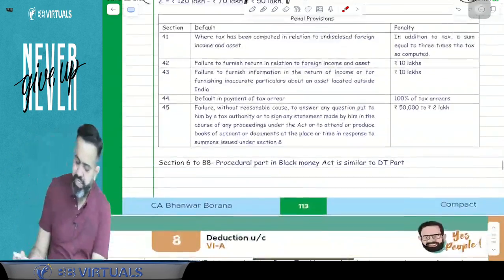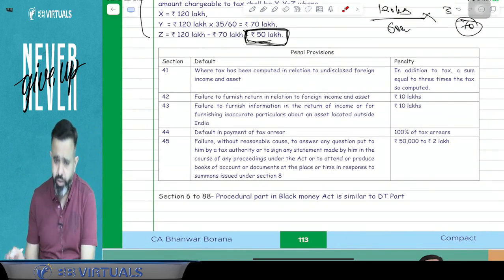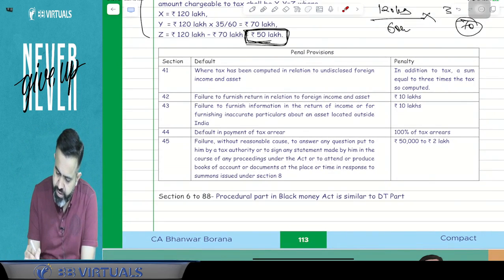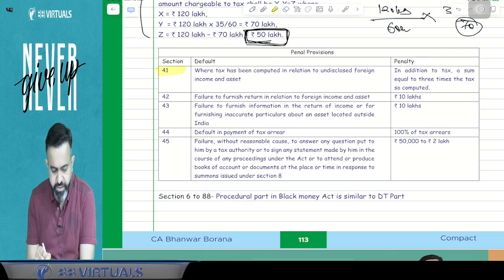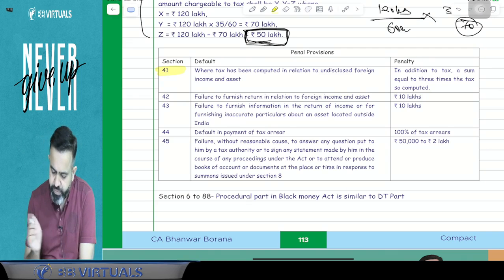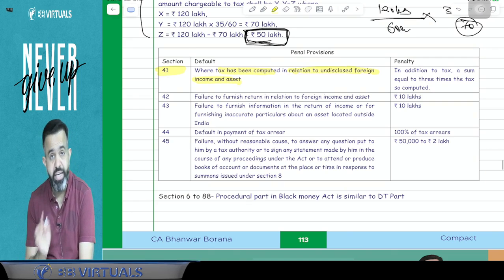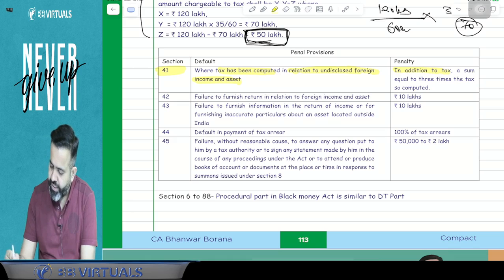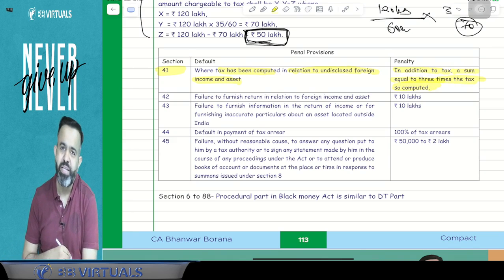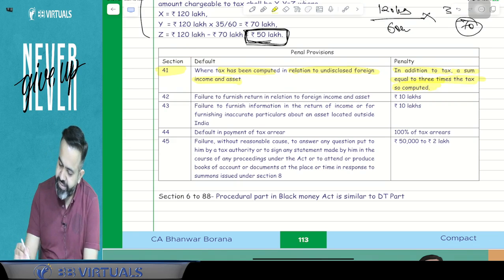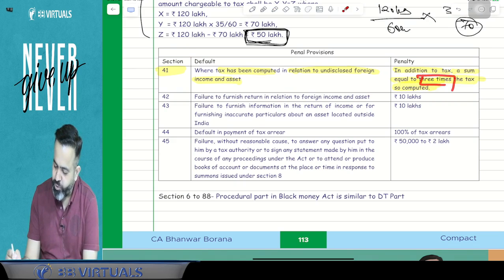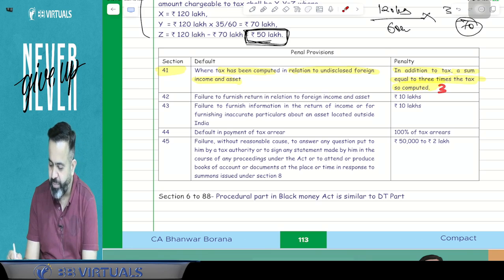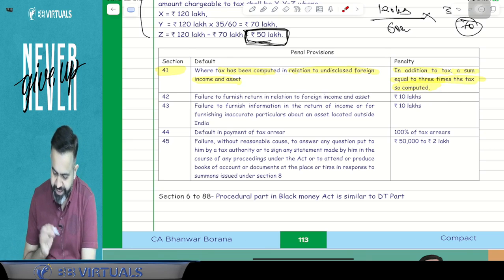Yes. Now guys, some penalties are given. Now, what are these penalties? First is section 41. This section 41 says that where tax has been computed in relation to undisclosed foreign income and asset, then in addition to the tax, a sum equal to 3 times the tax so computed, you have to pay as penalty. So here you have to pay 3 times as penalty. Whatever your tax, on that tax multiplied by 3 times, you have to pay the penalty.